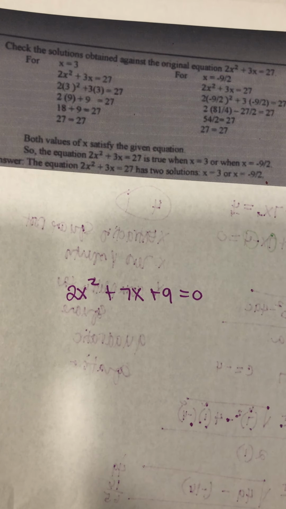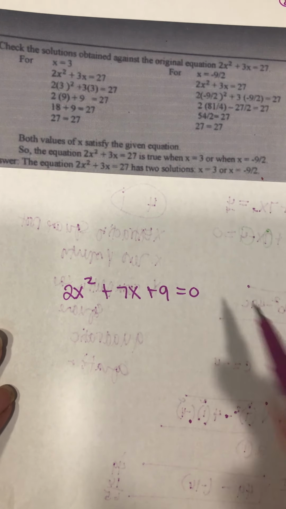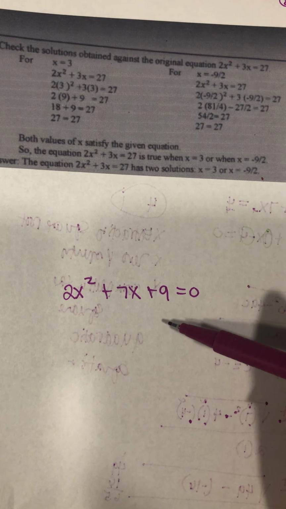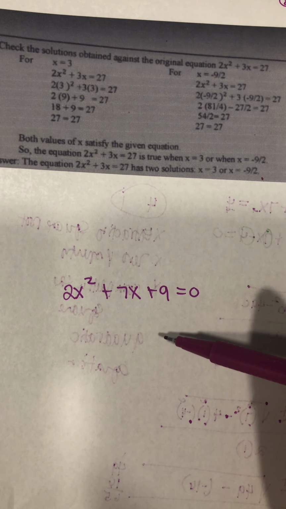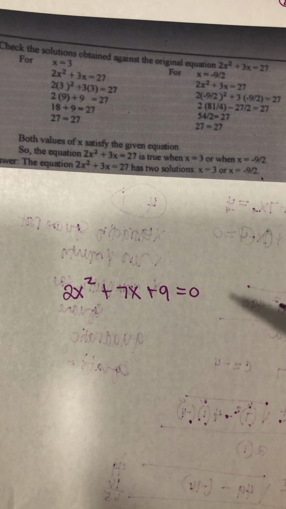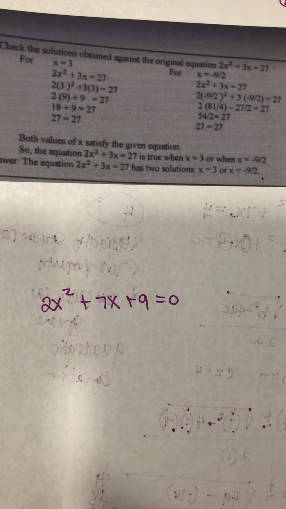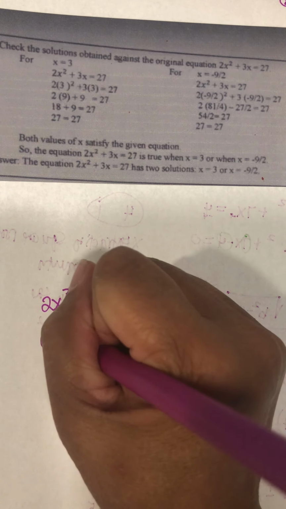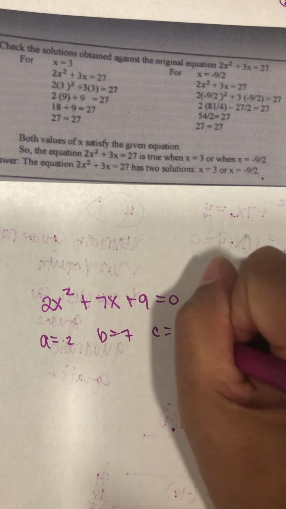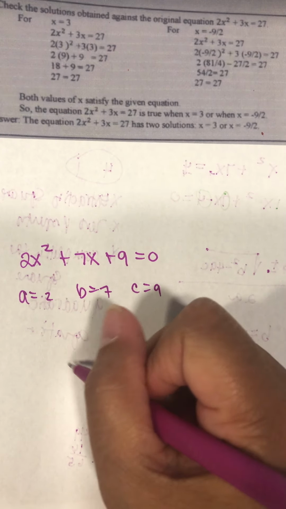All right, first, let's check. Extracting square root? No way. Next strategy, zero property? No way. What's the next one? Completing the square. No, that would be hard. So let's do quadratic equation. All right, so A is 2, B is 7, C is 9. All right, so quadratic equation.